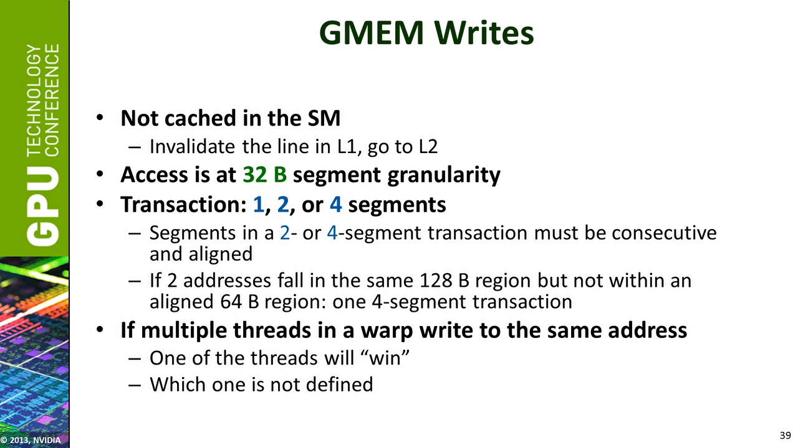Another thing to keep in mind is you could have a situation where different threads in a warp write a value to the same address. What's going to happen is that one of those threads will win, and its value will end up in memory afterwards. Which one will win, we don't define. Obviously it's deterministic because hardware has to be deterministic, but you cannot count on any particular thread to win. So if you need a specific behavior, you'd have to rely on atomics.